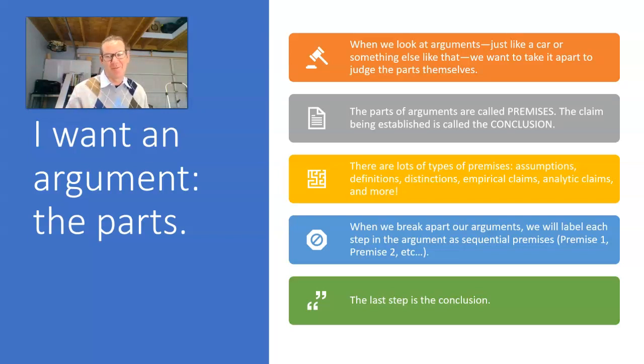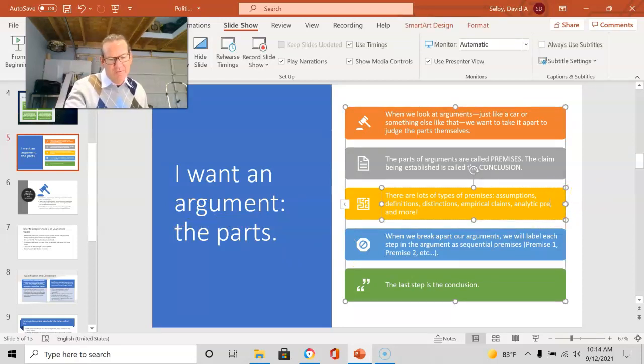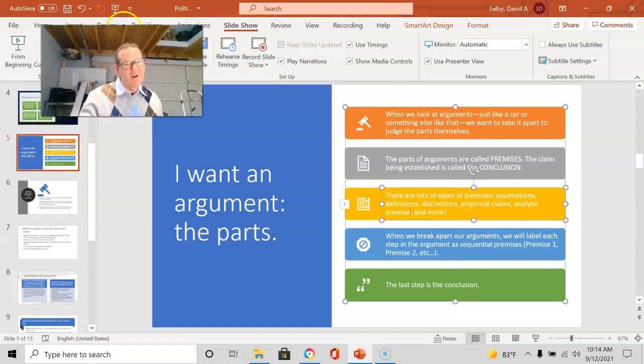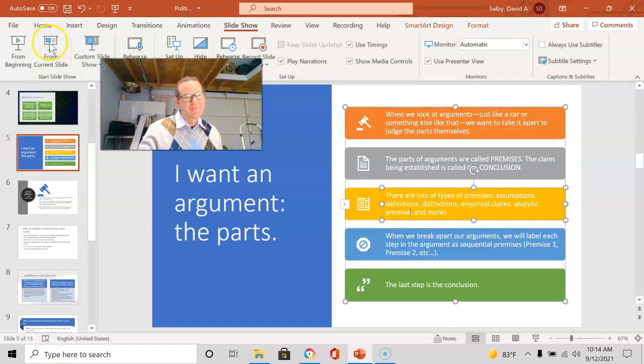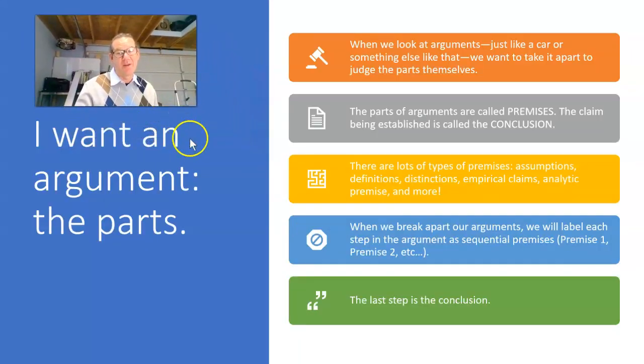And then lastly, analytic claims or analytic premises. I'd like for that to say premise. Actually, let's just fix that while I'm here. Analytic premises are things related to the internal structure of our arguments. So, distinctions, definitions, those are types of analytical premises.